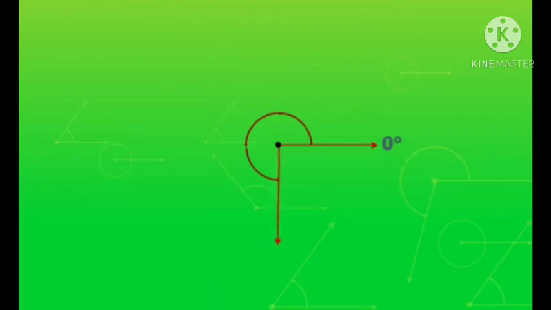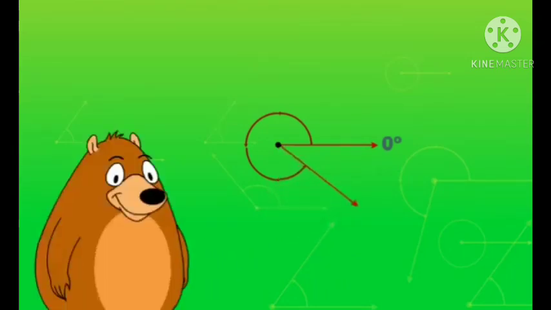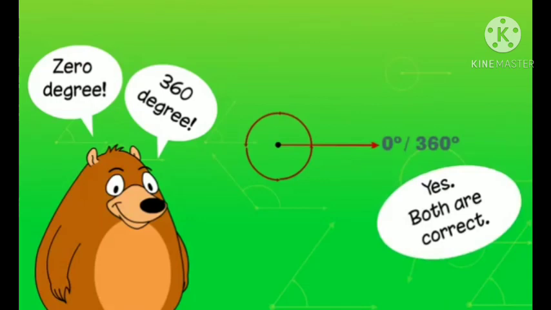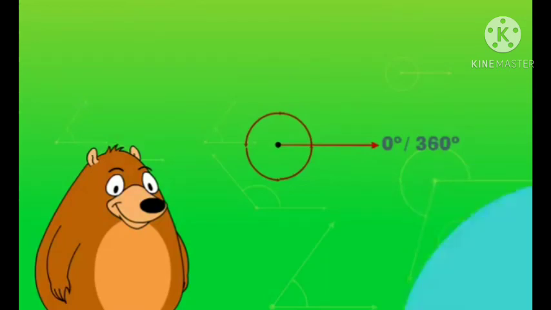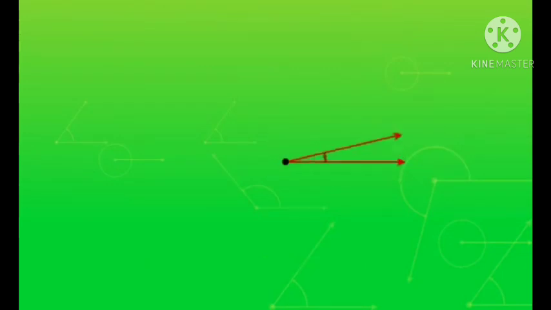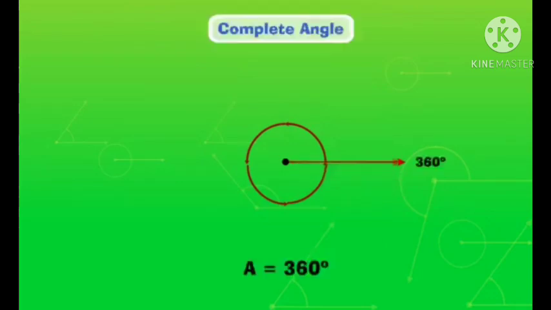What will happen if both the arms of an angle overlap each other? 0 degree, 360 degree. Yes, both are correct. An angle that measures 0 degree is called a zero angle. When the arm takes a complete turn, then an angle of measure 360 degree is formed. This type of angle is called a complete angle.